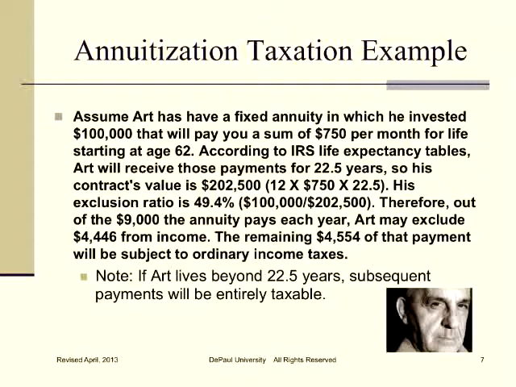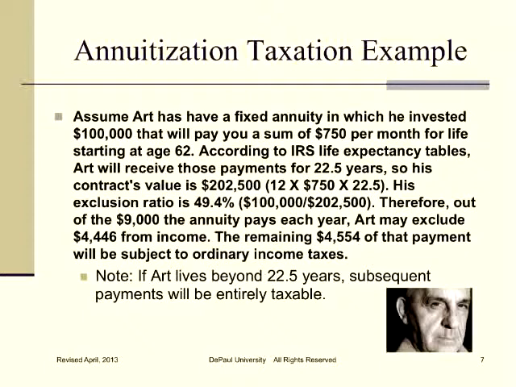Art had a fixed annuity there. He invested $100,000, and he's going to take a $750 per month benefit, income per month for the rest of his life. He's 62 years of age. According to the IRS life expectancy table, which is the one that all the insurance companies will use, Art's going to live 22 and a half years. He's expected to receive payments for 22 and a half years. So how do we figure out the exclusion?